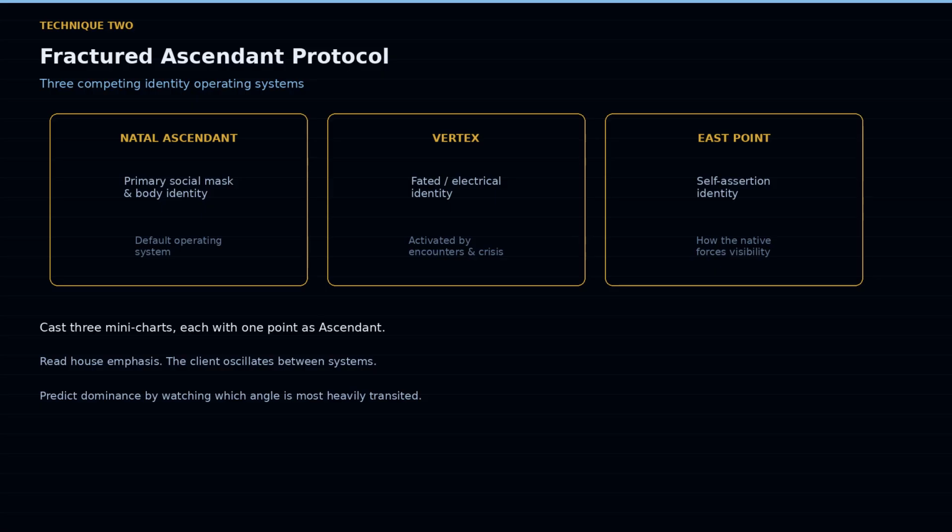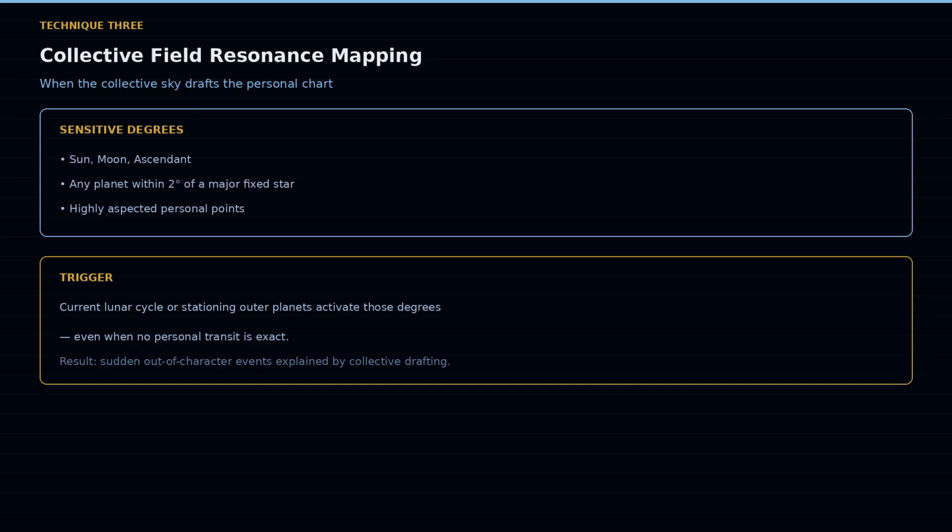You cast 3 mini-charts, each with one of these points as ascendant, and read the resulting house emphasis. The client's lived experience is usually the oscillation between these 3 systems. The technique predicts which identity system will dominate during specific transit periods by watching which of the 3 angles is most heavily triggered.